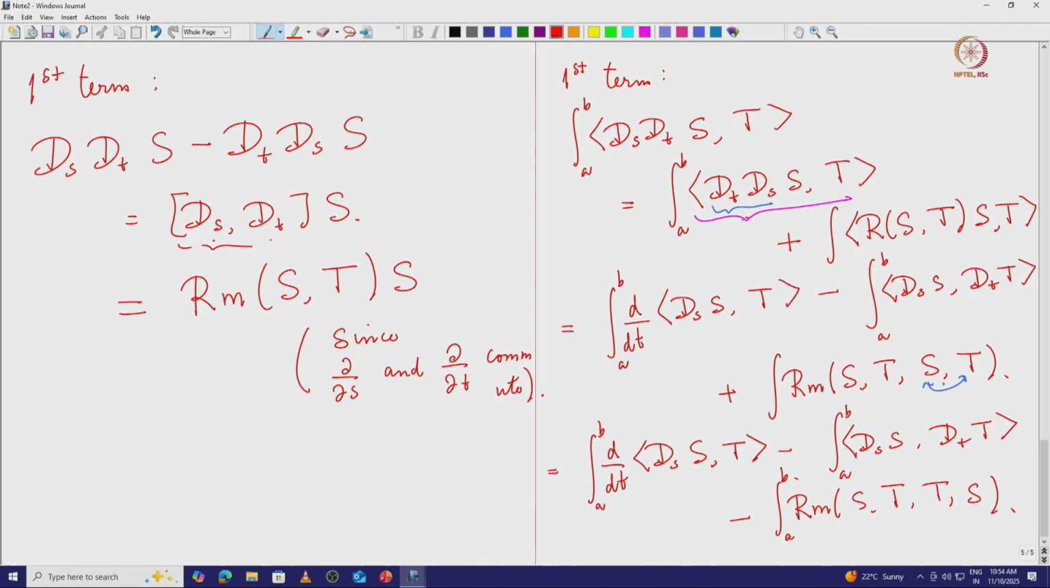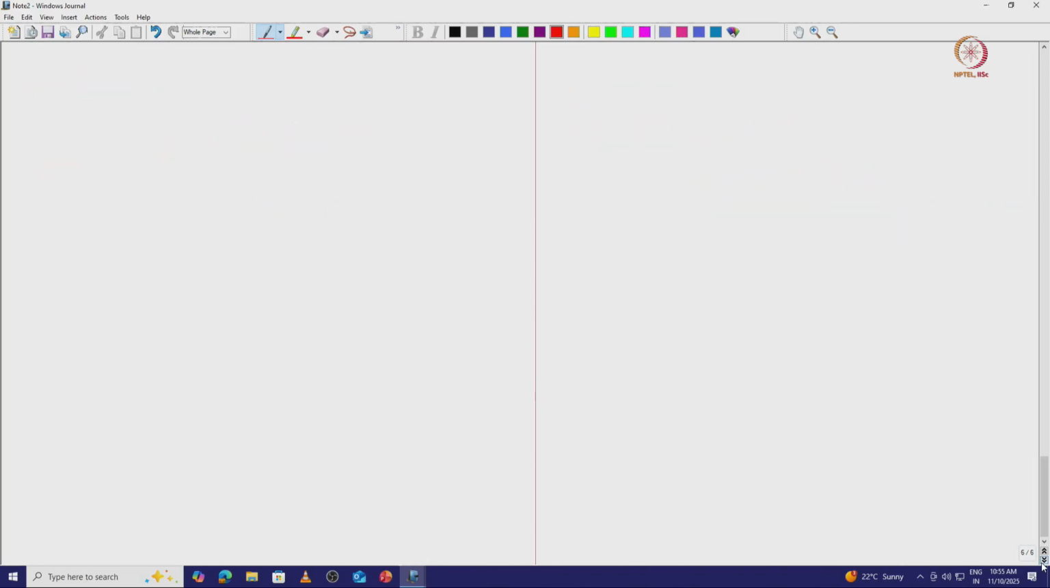Okay, so let me now plug in t equals 0. So let me s equals 0. So now let me plug in... okay. So what is the first term at s equals 0?